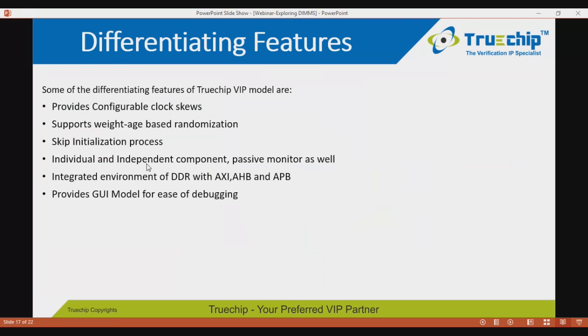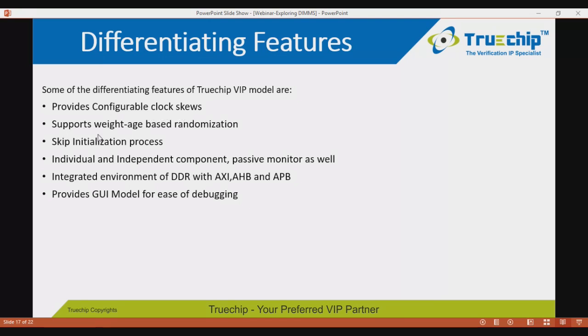The differentiating features of the Truechip DDR VIP are: to depict real hardware, clock skews in the memory module are configurable, as different chips get the clock at different times. Therefore, each module will undergo trainings for correct sampling of the data and will then perform its operations.